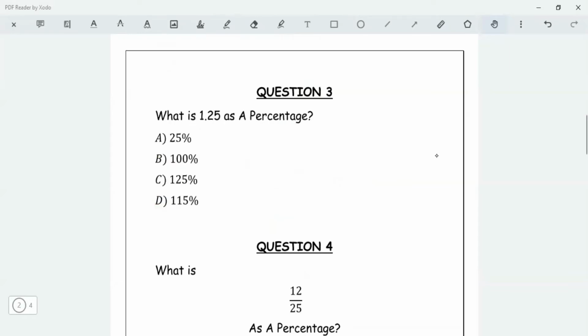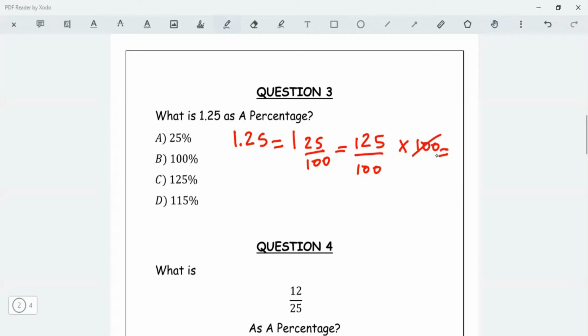All right, question 3 says, what is 1.25 as a percentage? The easiest way to go from decimal to percentage is to go from decimal to fraction. So 1.25 is really 1 and 25 over 100. And then you can write that as an improper fraction, which is 1 times 100 plus the 25. So that's 125 over 100, and then you multiply it by 100. That's how we convert a fraction to a percentage. We multiply the fraction by 100.